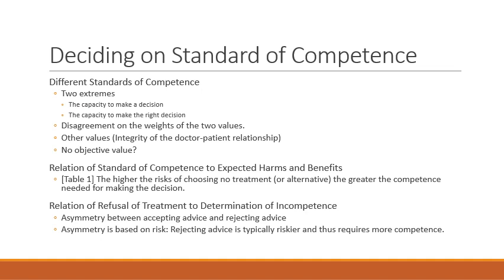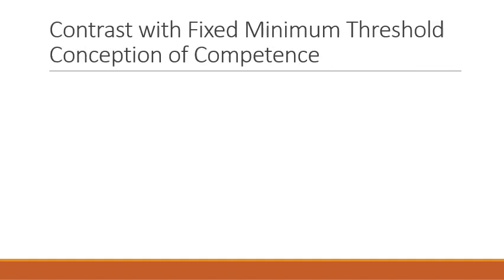So their discussion here is that rejecting advice is typically riskier. And this goes back to that table one, right? If the doctor advises you to do something and you go along with it, then that's presumably going to have a better net balance for your overall health and well-being. But rejecting that advice is going to carry some risk. So in the first case, accepting the advice would not require as much of a determination of competence, whereas the second case would.